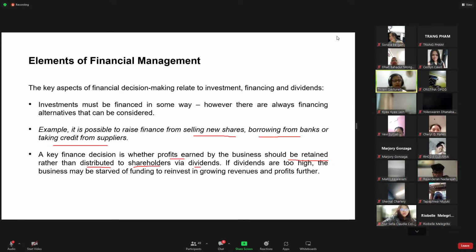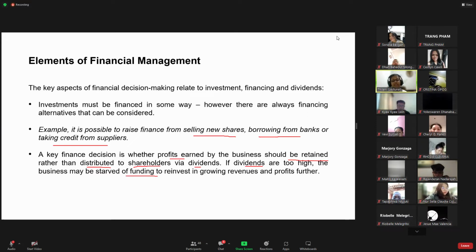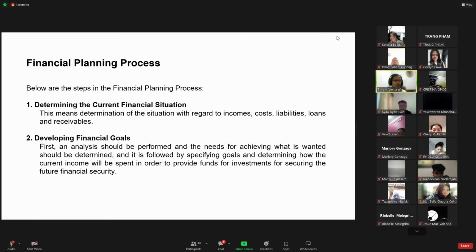So if you are paying high dividends, the business can be starved of funding to reinvest in growing the revenues and profits further. So that's a key decision you have to make, right? Are you going to reinvest it to make more profits, or are you going to pay high dividends to the shareholders? Therefore, you need to have alternative solutions. You need to have a lot of information in order to make a proper decision in a situation like that. So now we're going to look at the steps in the financial planning process, right?